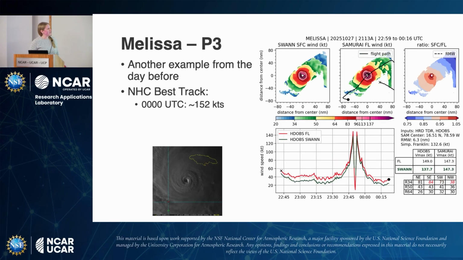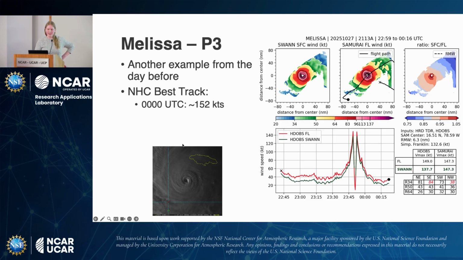I have another example from the day before, same basic plot here showing this particular leg. This is about 12 hours before the last one. We were analyzing 147 knots for the Vmax. NHC had about 152. So again, we're within that range. Oh, I should have mentioned the actual satellite presentation of Melissa is shown here in this plot there.